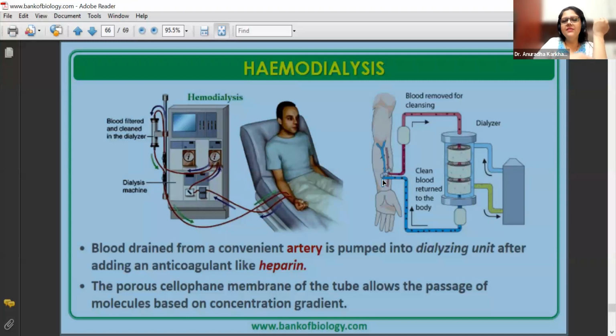So artery में से blood will be taken out to pass through the dialyzing unit containing the cellophane membrane and the plasma-like fluid. And after the urea has diffused out, the blood will again be pumped into the vein. So this is the way the dialysis is going to be carried out.